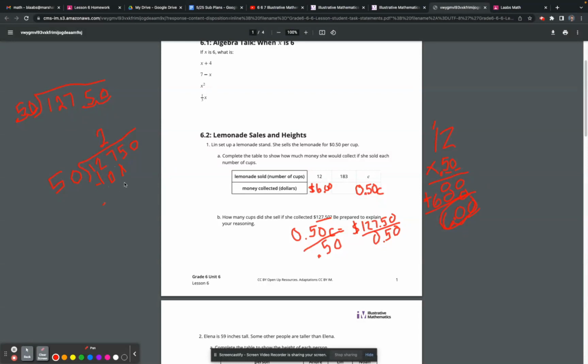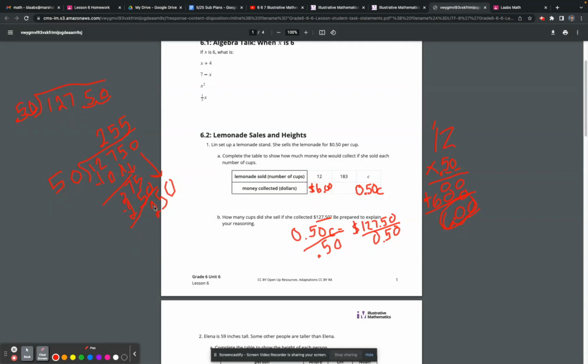Subtract, 27, bring down your 5. So then I'm asking myself how many times 50 goes into 275, which would be 5 times. 5 times 50 is 250. Subtract, 275 minus 250 is 25. Bring down my 0. 50 goes into 250 5 times.